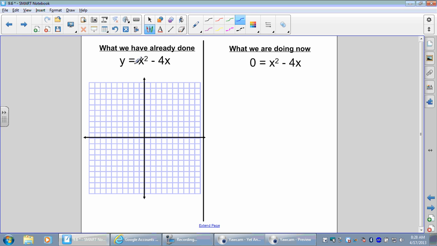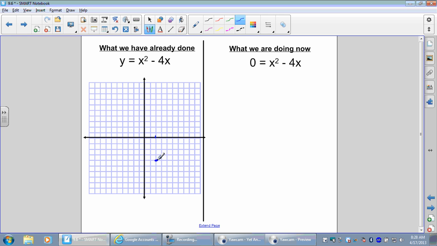Well, the most important point to find is the vertex. So the opposite of 4 divided by 2 times 1, that's 4 divided by 2. So the x value at the vertex is going to be on this line right here, but where is it? Well, when I plug 2 in, I get 2 squared is 4, 4 minus 4 times 2 is 8, 4 minus 8 is negative 4. So the vertex is at (2, -4).